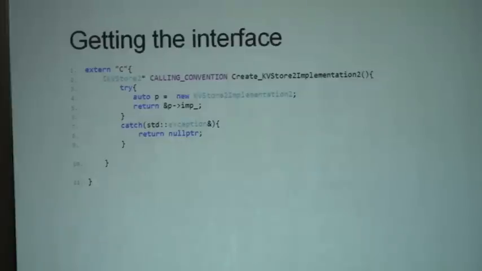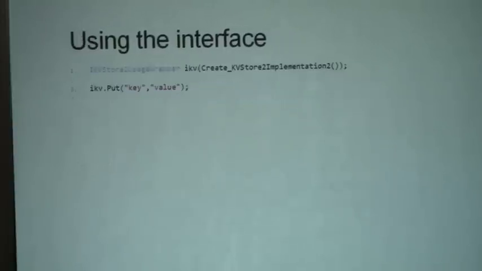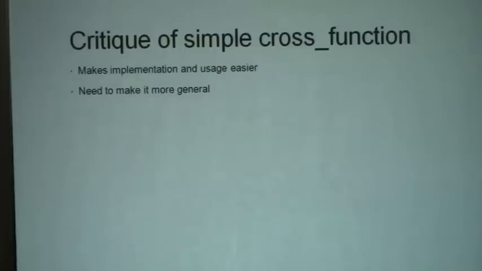Getting the interface, let's create it new. And we can't return the actual object, so we return basically the pointer to the vtable there. Our usage gets a lot easier. So it makes implementation and usage easier, but it's hardwired for put, right? You don't want to write a function like that for every single interface member. So instead of that, we can generalize.